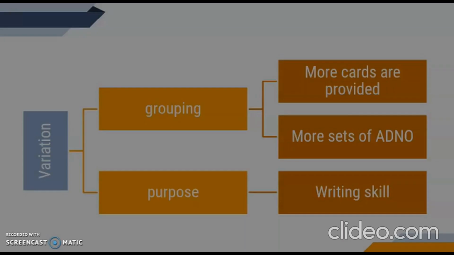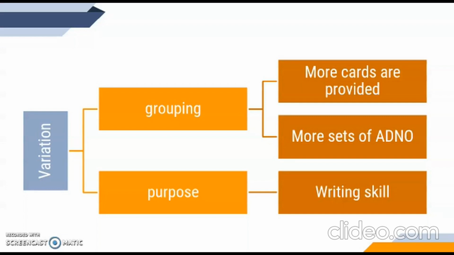Okay, let's move to the next one, variation. This is how this strategy can be varied. Number one is through grouping. More cards are provided if the learners intend to play in a large group, so that they can play with more players. The second one is that more sets of the ADNO game will be provided if the learners are going to form many different groups, with the same amount of players.